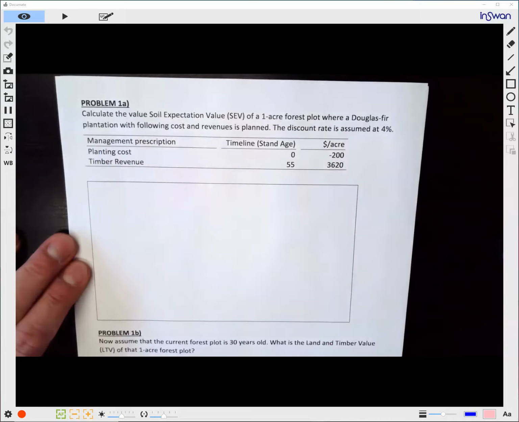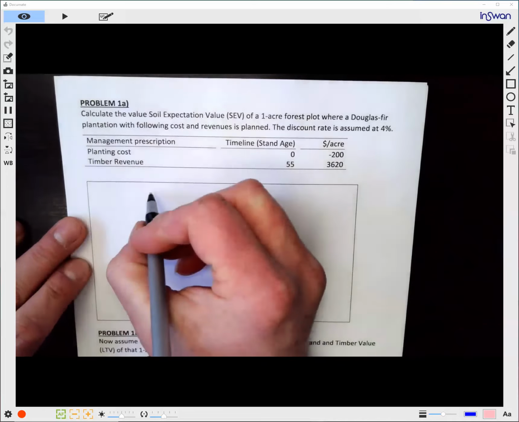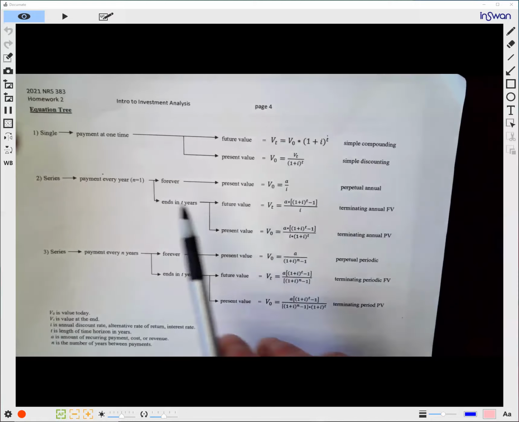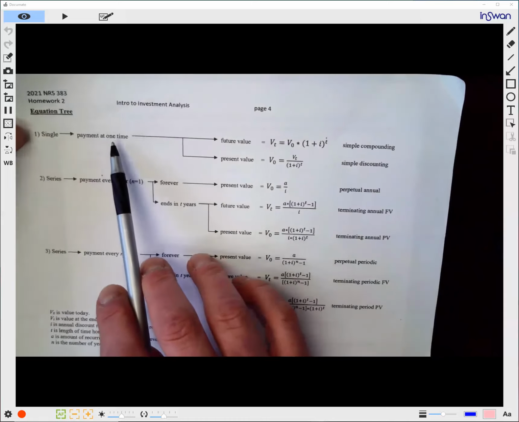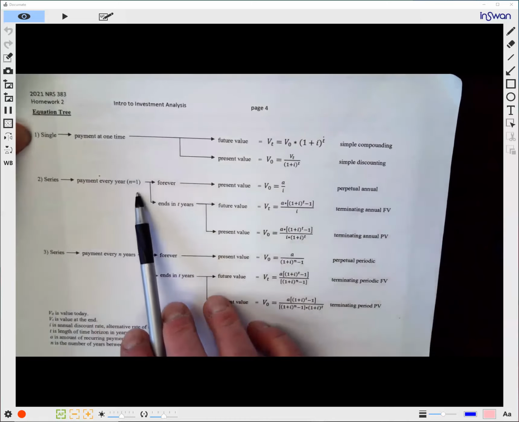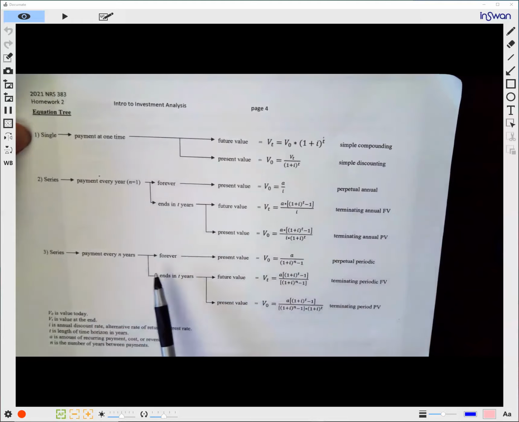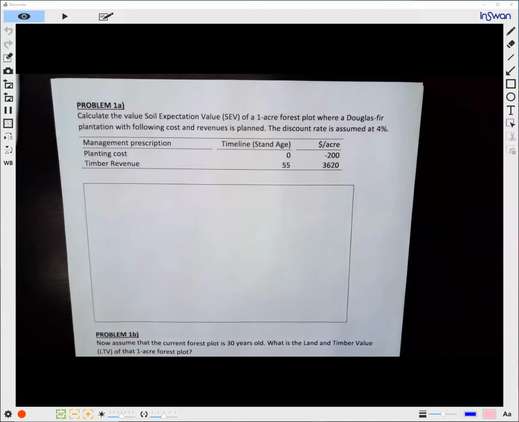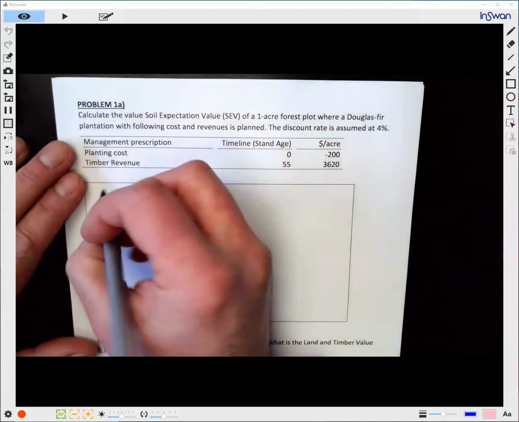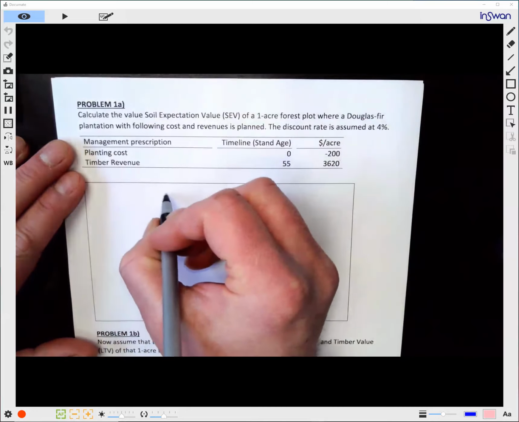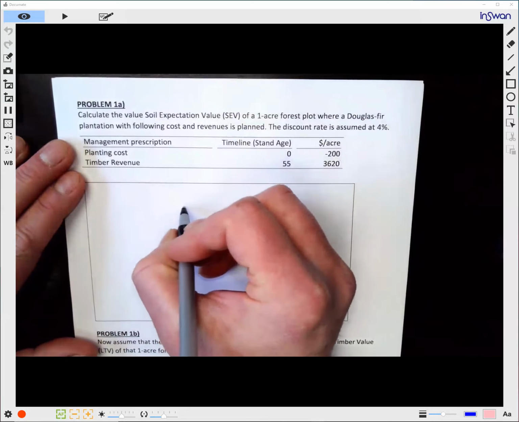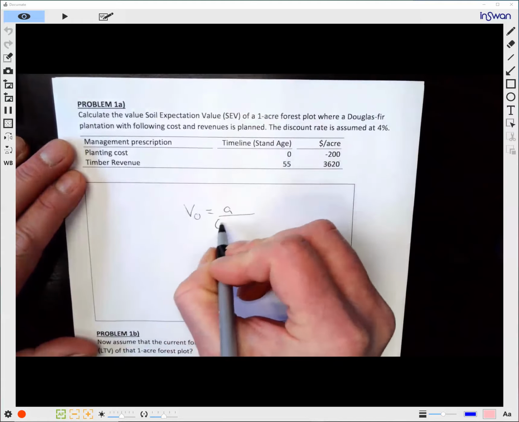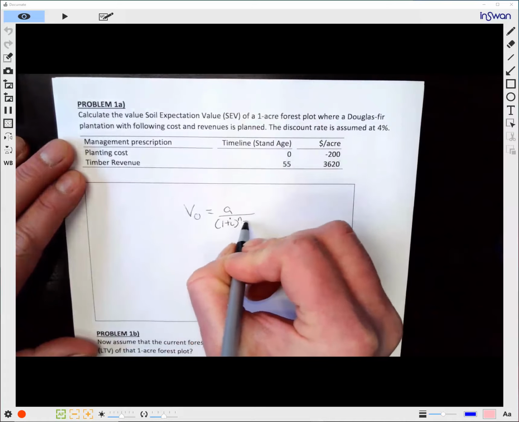So what do I want to do? I have a perpetual periodic that I need to do, and I know that equation is not a one time, because I'm going to do this over and over again, not every year, but every n years forever. So it's this perpetual periodic equation that we have here. When I'm doing that, I can write my equation down. So let's just do that first. V0 equals A over (1 plus i) to the n minus 1.